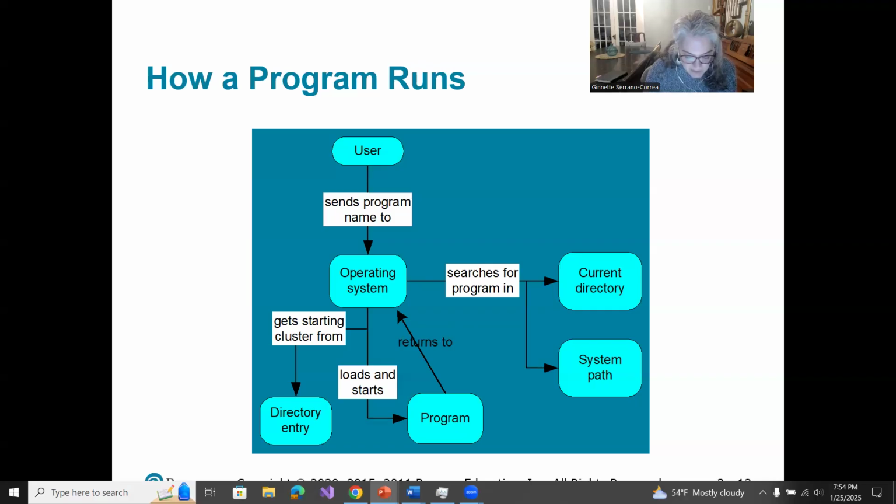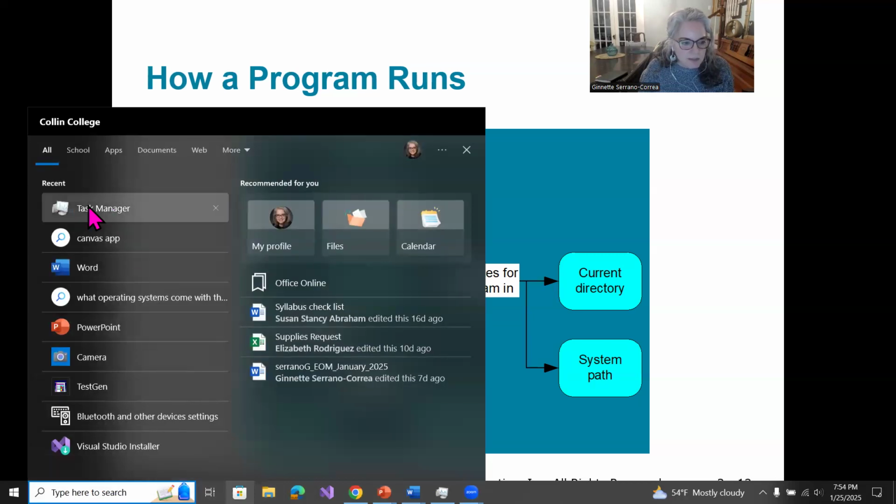Then the operating system begins executing the program, the very first instruction of your program, which is the entry point of your program. As soon as the program begins to run, now we call that a process. And that process, the operating system assigns a process ID. So if you want to look at the process ID of your programs, you can search for Task Manager, which I just did a few minutes ago.